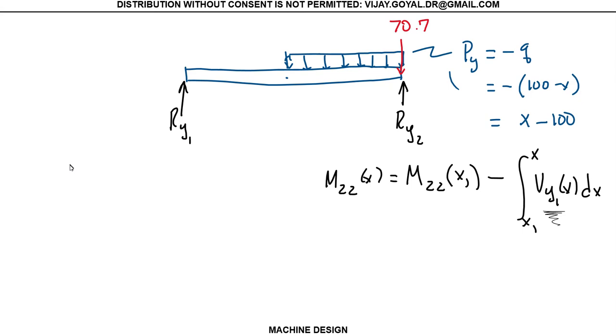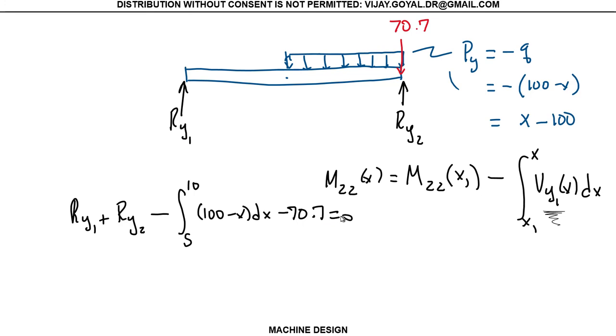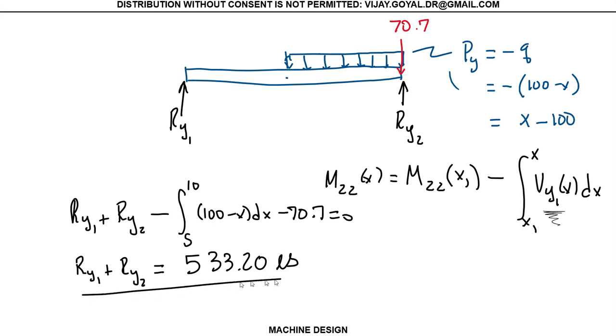Okay? So to do this problem, I have Ry1 plus Ry2 plus this distributed load, 5 to 10, is going negative, it's going downwards, has a value of 100 minus x, d of x, minus 70.7 is equal to 0. So Ry1 plus Ry2 is equal to, you can do the math. This is your first equation.